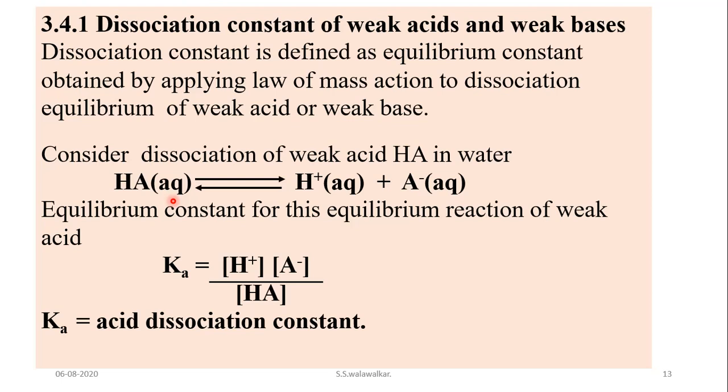Now equilibrium constant means what? That you have studied in the chemical equilibrium topic. It is the ratio of the product of molar concentrations of products to the molar concentrations of reactants, with each concentration term raised to the power equal to its stoichiometric coefficient in a balanced chemical equation at constant temperature. That is called an equilibrium constant.